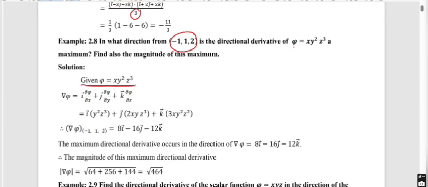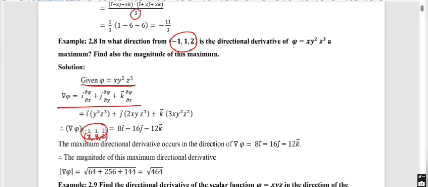From this, del phi is i vector into y square z cube plus j vector into 2xyz cube plus k vector into 3xy square z square. Here the point is also given, that is minus 1, 1, 2, that is x, y, z. Now we substitute these points in del phi. We have 8i vector minus 16j vector minus 12k vector.